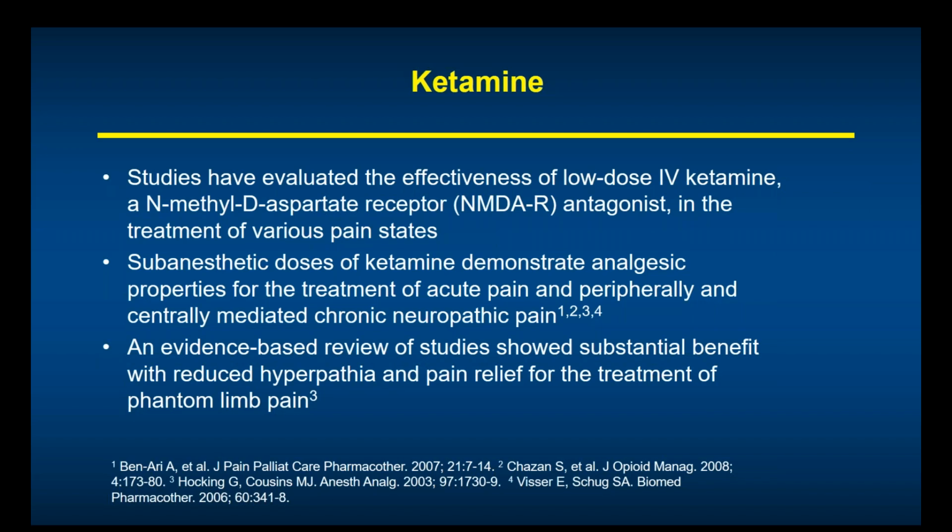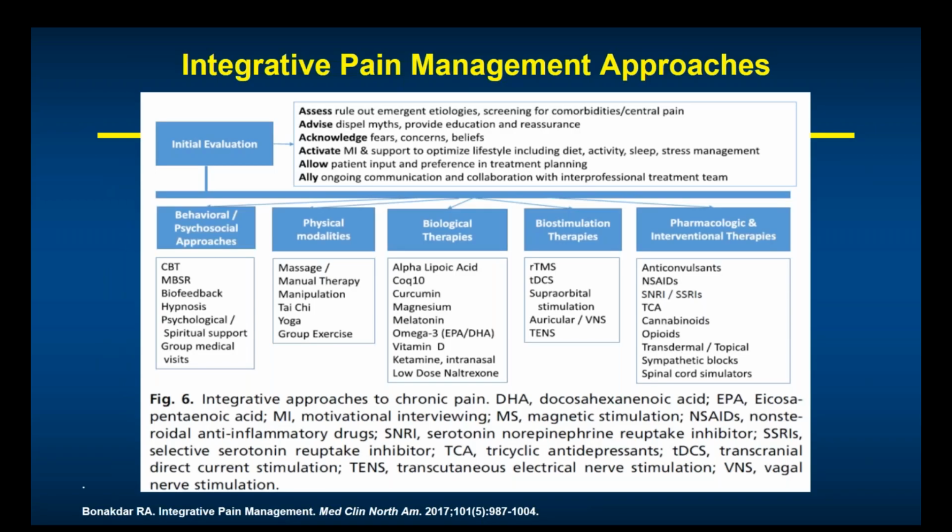Evidence shows that there are benefits for ketamine in many different treatment settings. And just for example, it can be very helpful in chronic phantom limb pain and residual limb pain following an amputation. Integrative pain approaches everyone always wants to know about, and I think that this is probably one of the most concise slides that I could provide to you from a recent publication that outlines all the integrative pain management approaches.